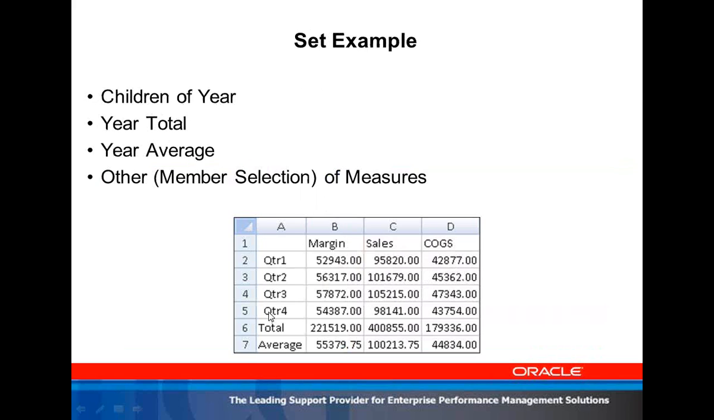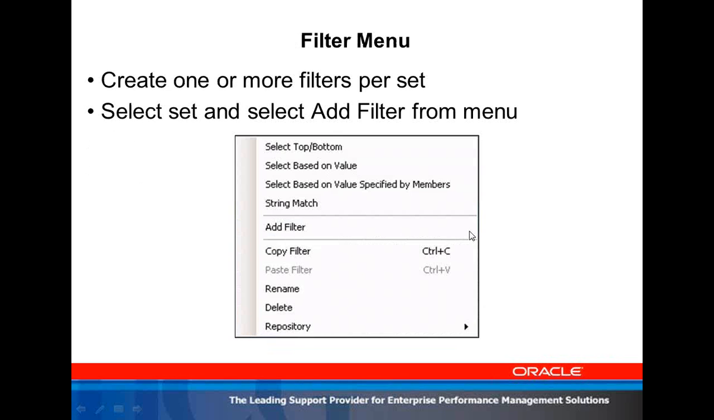So here I have an example. The children of year is my set for my year dimension. That's why I've got quarter 1 through 4. I added a couple of custom members of total and average, and for my measures dimension here, which is in my columns, I just opened up member selection and selected margin, sales, and cost of goods sold.